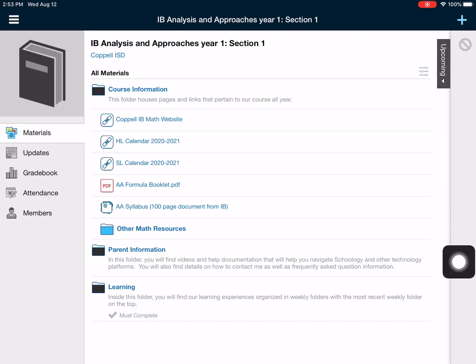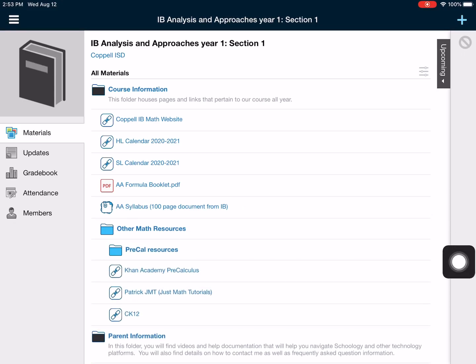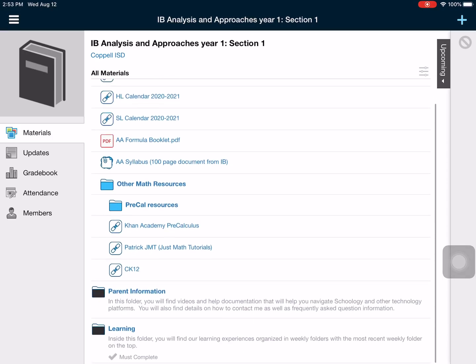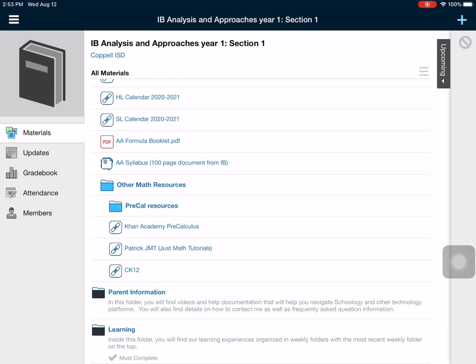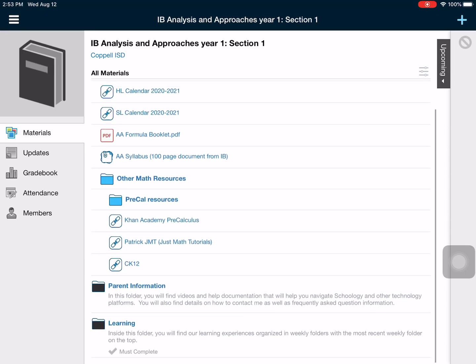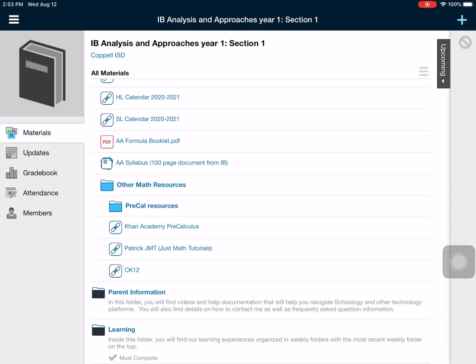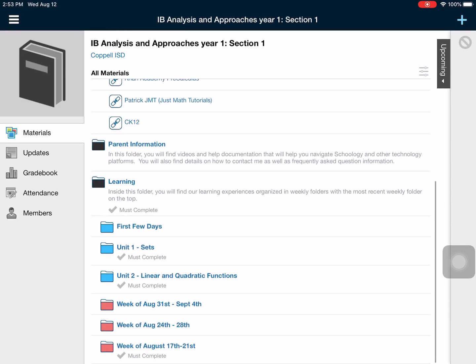The other thing that I did here is I put in some of the resources that I have for pre-cal, because there's definitely an overlap between both HL and SL and pre-cal. We don't do everything pre-cal does, and we definitely do some things that they don't do, but there is some overlap. Okay, the other thing that I'm leaning towards, I need to clean up this folder a little bit.